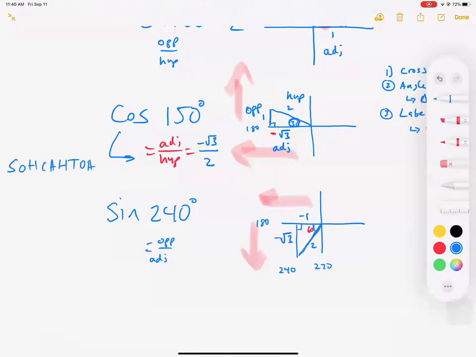SOHCAHTOA. Sine is opposite over hypotenuse, cosine is adjacent over hypotenuse, and TOA is opposite over adjacent. Okay, opposite and adjacent. I want you guys to write down the ratio, write down the answer.